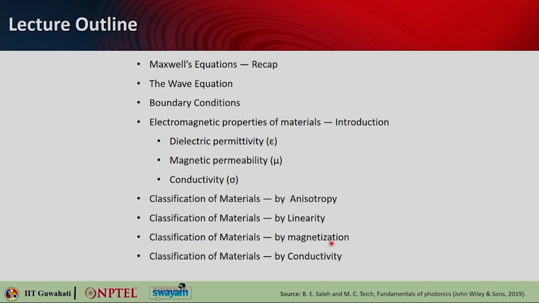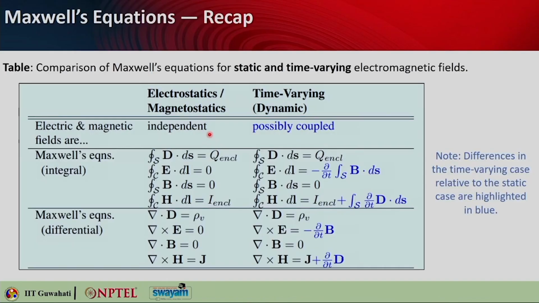So in the last lecture we have seen that Maxwell's equations can be written in these two forms, right? The integral form and the differential form. Also we have seen that in electrostatics or magnetostatics, the electric and magnetic fields are independent of each other, but in the dynamic or time varying nature, the electric and magnetic fields are getting coupled to each other.